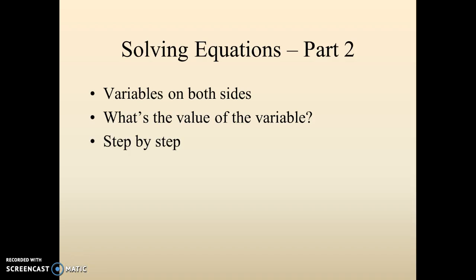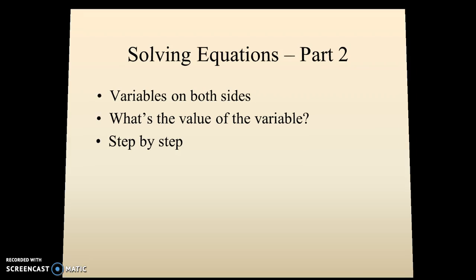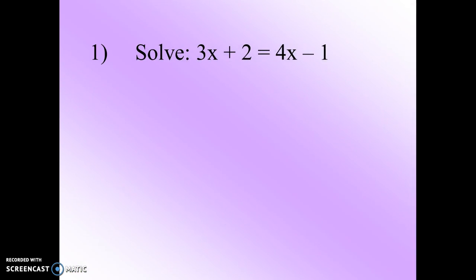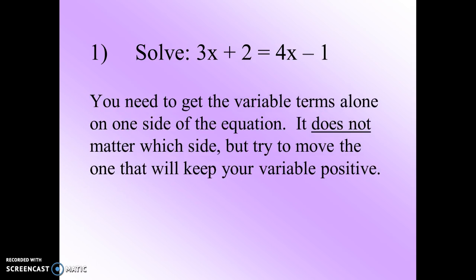Today we're going to look at solving equations when we have variables on both sides of the equal sign. The extra little difficulty here is that you need to eliminate values on both sides. So let's start off with an example like this. 3x plus 2 equals 4x minus 1.